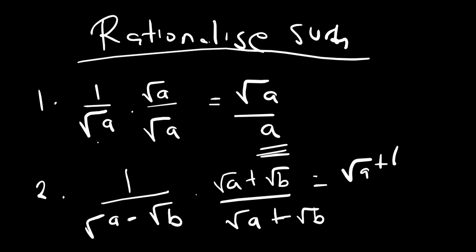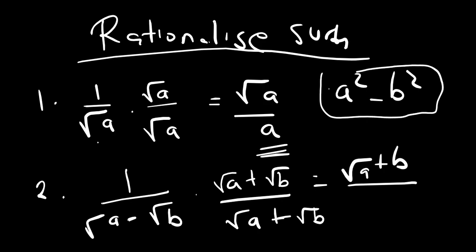Then down here you see that this is the difference of two squares. Remember the difference of two squares in your math. So that's what is happening here. We usually always get the one that has a negative. So we'll say the square root of a squared minus the square root of b squared.